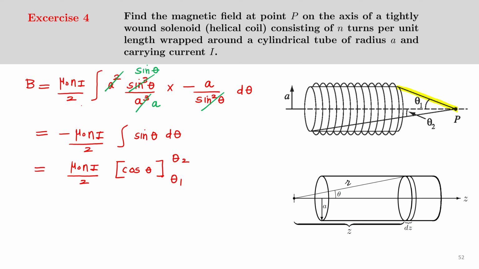You can see that theta 1 is the angle of the vector that is drawn from the starting point of the coil, and theta 2 is the angle subtended by the vector drawn to the end of the coil. And therefore, the magnetic field is equal to mu 0 n I over 2 then cos of theta 2 minus cos of theta 1. So this is the equation for the magnetic field produced by a solenoid which is having a finite length, and the field point is assumed to be along the axis of the coil.